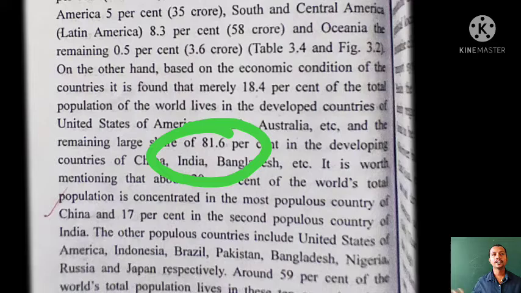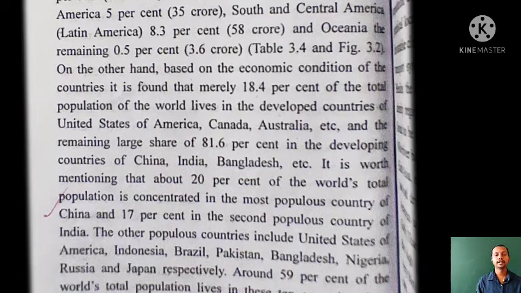Because the socio-economic condition in these developing countries is improving. More opportunities for jobs, more opportunities for earning livelihood, better facilities for education and health, all these things are improving day by day in developing countries, and that is why a greater number of people are seen living in these places. Some of the developing countries are China, India, Bangladesh, etc.